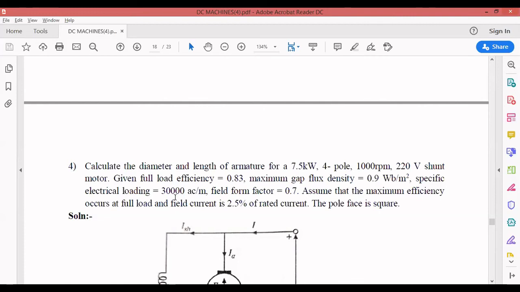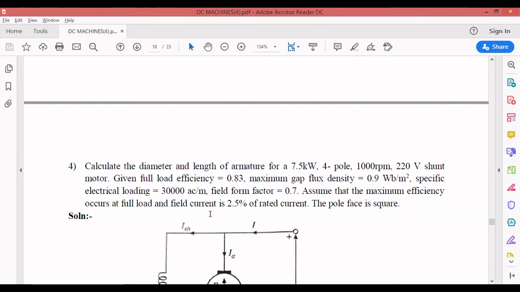Assume that the maximum efficiency occurs at full load, and field current is 2.5% of rated current, and pole face is square. In this situation, everyone knows when maximum efficiency occurs: when the constant loss is equal to the variable loss. Variable losses are copper losses. When the constant loss is equal to the copper loss, then the maximum efficiency occurs. Normally, copper loss or variable loss includes what? Losses in the armature, nothing but Ia square Ra, and some losses are also accounted in the excitation of your field. There also we have some losses which come under variable losses.